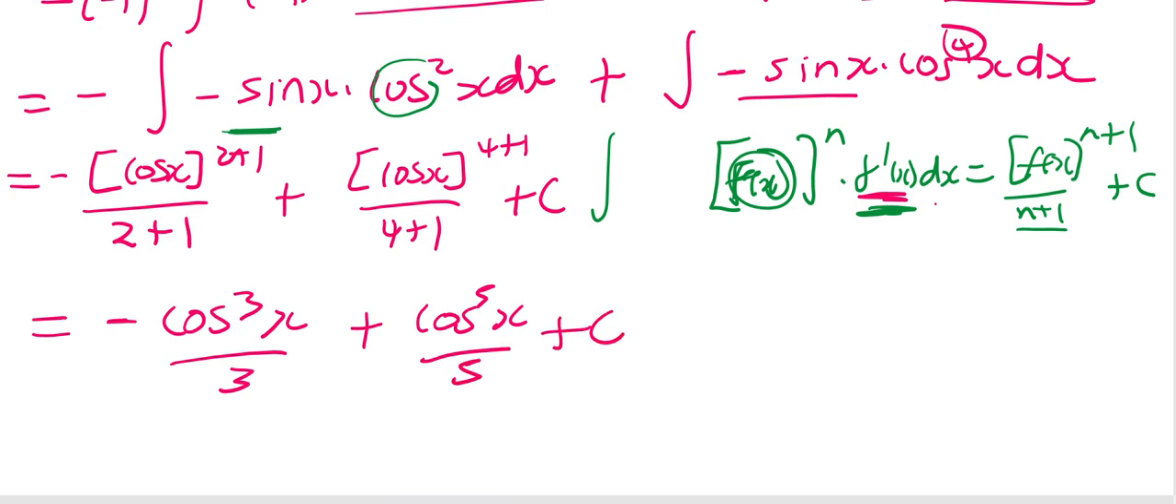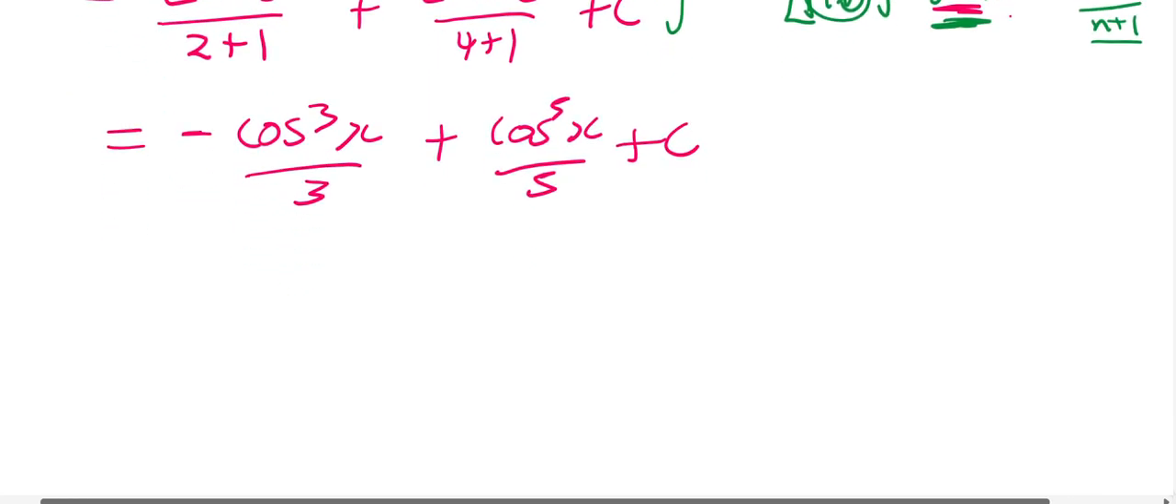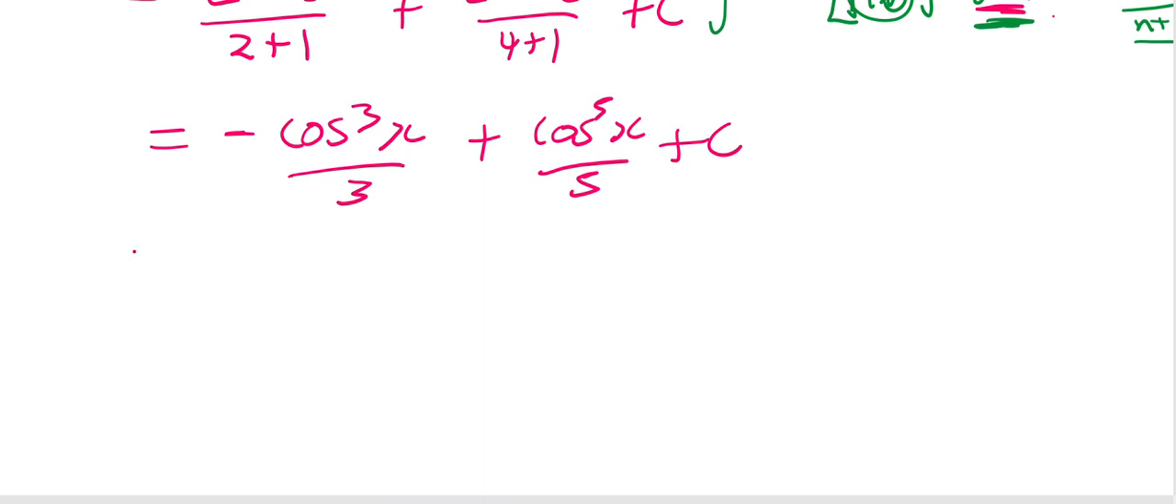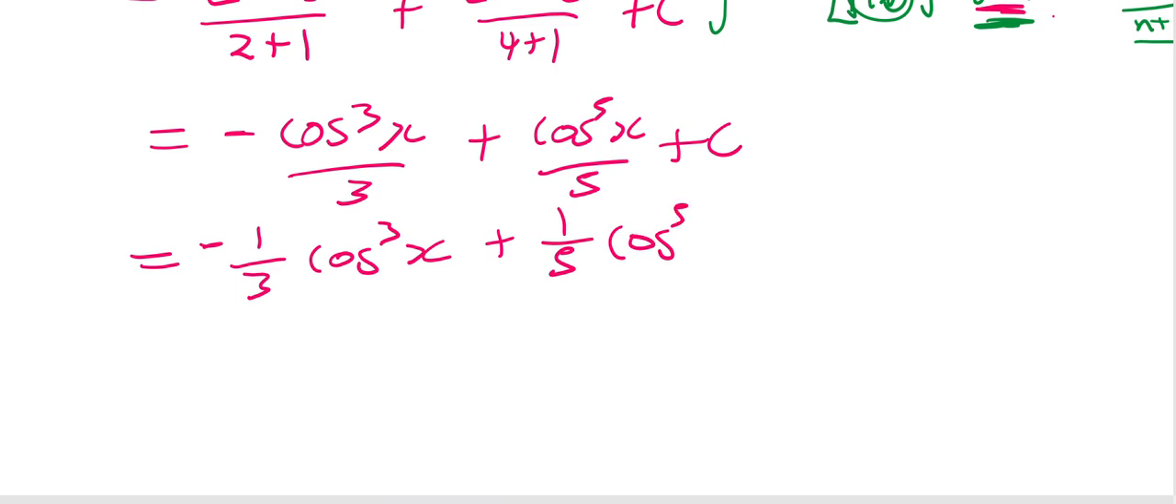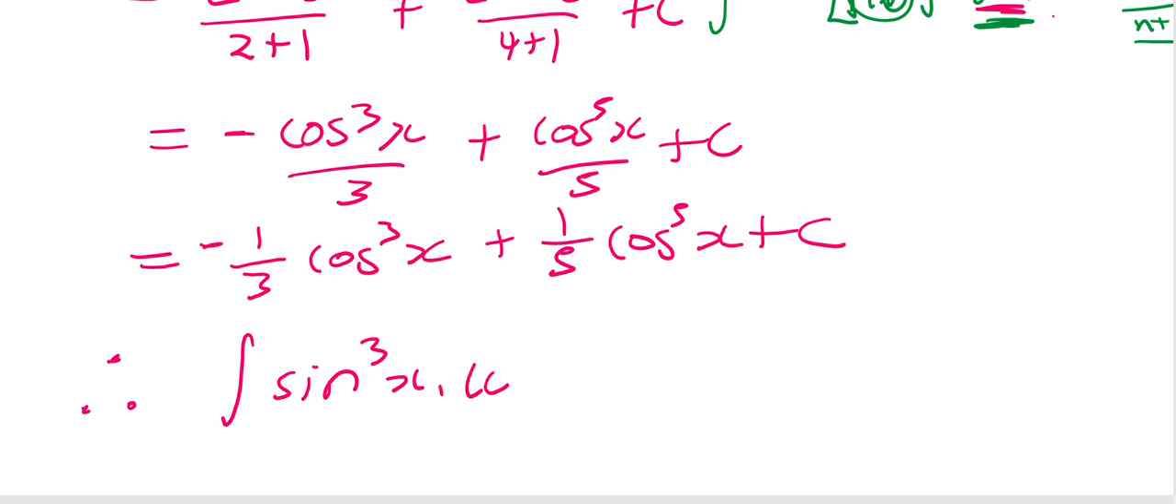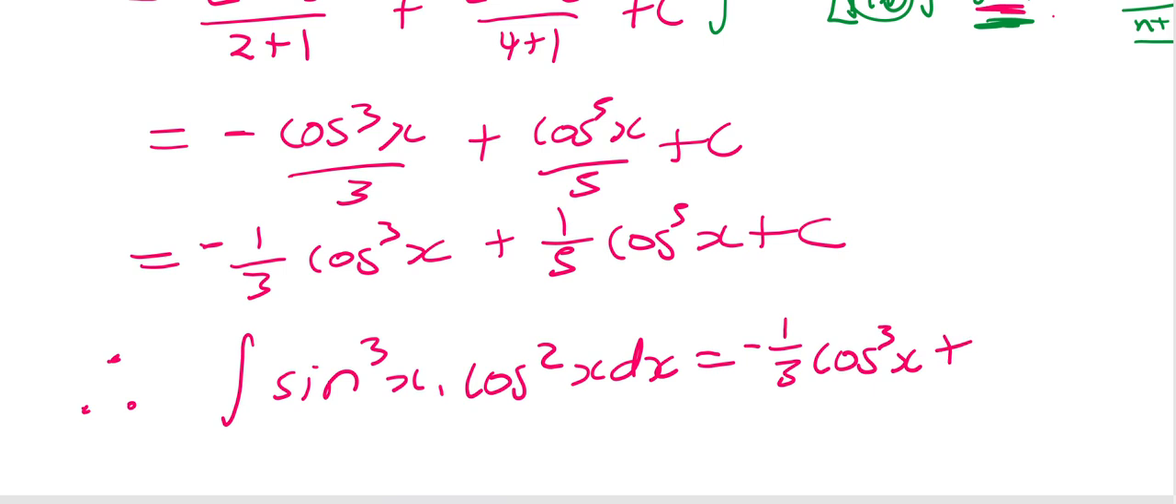You can also write it like this if you want: this is equal to -1 over 3 cos to the power of 3x plus 1 over 5 cos to the power of 5x plus c. Therefore, we have solved the integral of sine to the power of 3x times cos squared x dx, which is equal to minus 1 over 3 cos to the power of 3x plus 1 over 5 cos to the power of 5x plus c.